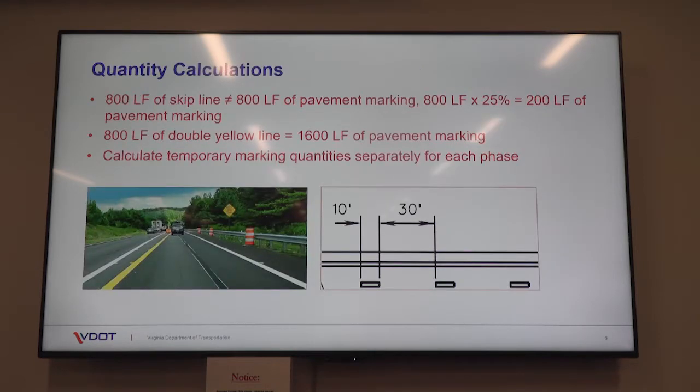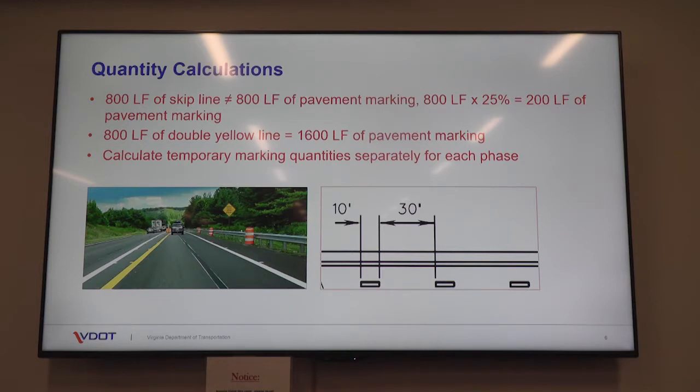All right, so let's start off with cost estimating. It's very important that we do this correctly, right? We don't want to underestimate a project, underbid a project. So for example, when we talk about our standard skip marks, our 10 by 30s, that's 10 feet of marking, a 30-foot gap. So when we measure that, if we have 800 linear feet, for example, of a project of 10 by 30s, our quantity would not be 800 feet, right? What would it be? Anybody want to? 25% of that, right? 10 is 25% of that 40 feet as you go along. So we want to make sure that we are accounting for that accurately.